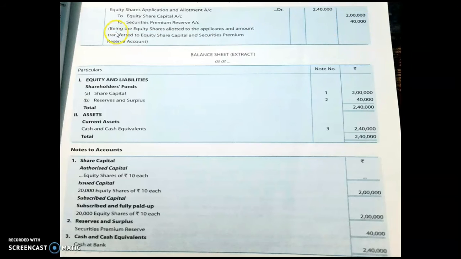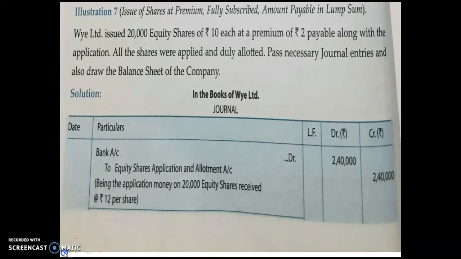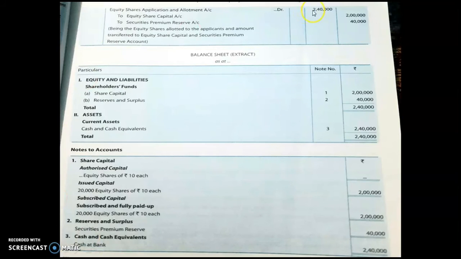Write down the narration: being the equity share allotted to the applicants, an amount transferred to equity share capital and securities premium reserve account. So these are the two journal entries related to when shares are issued at premium and through a lump sum. So two journal entries will be there, and the amount you have to calculate taking into consideration the premium amount.